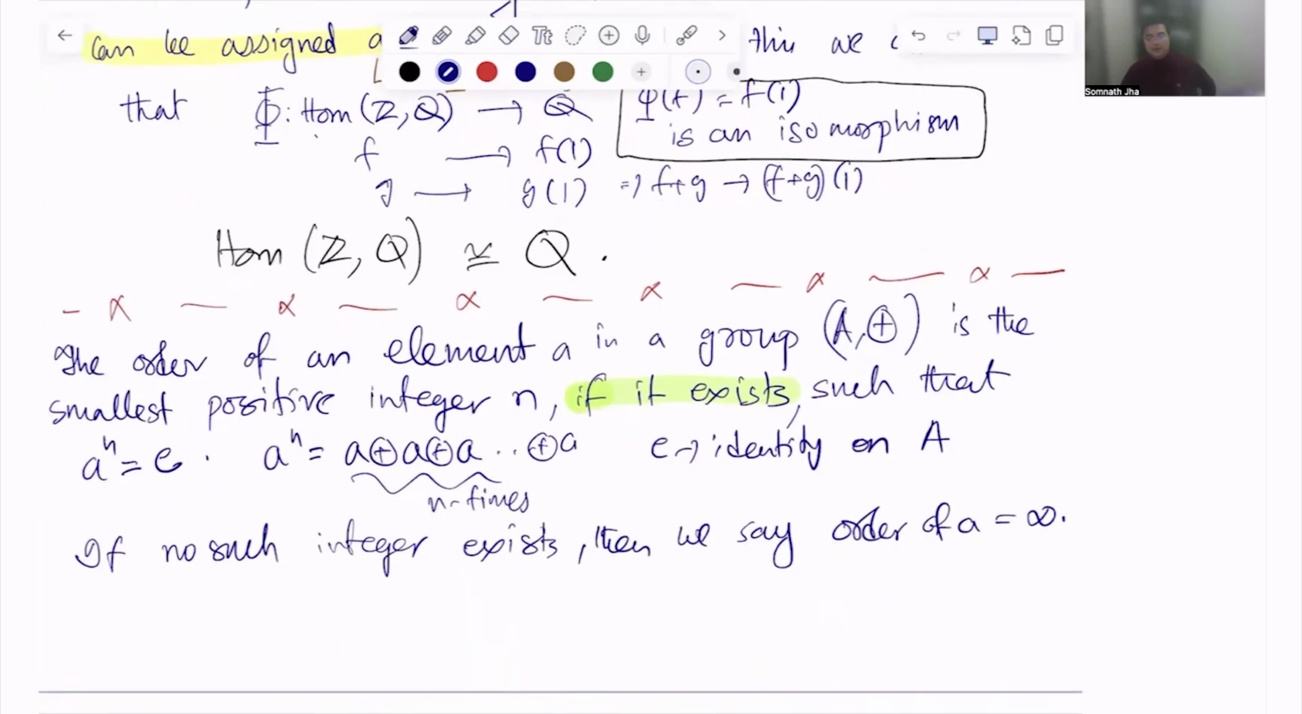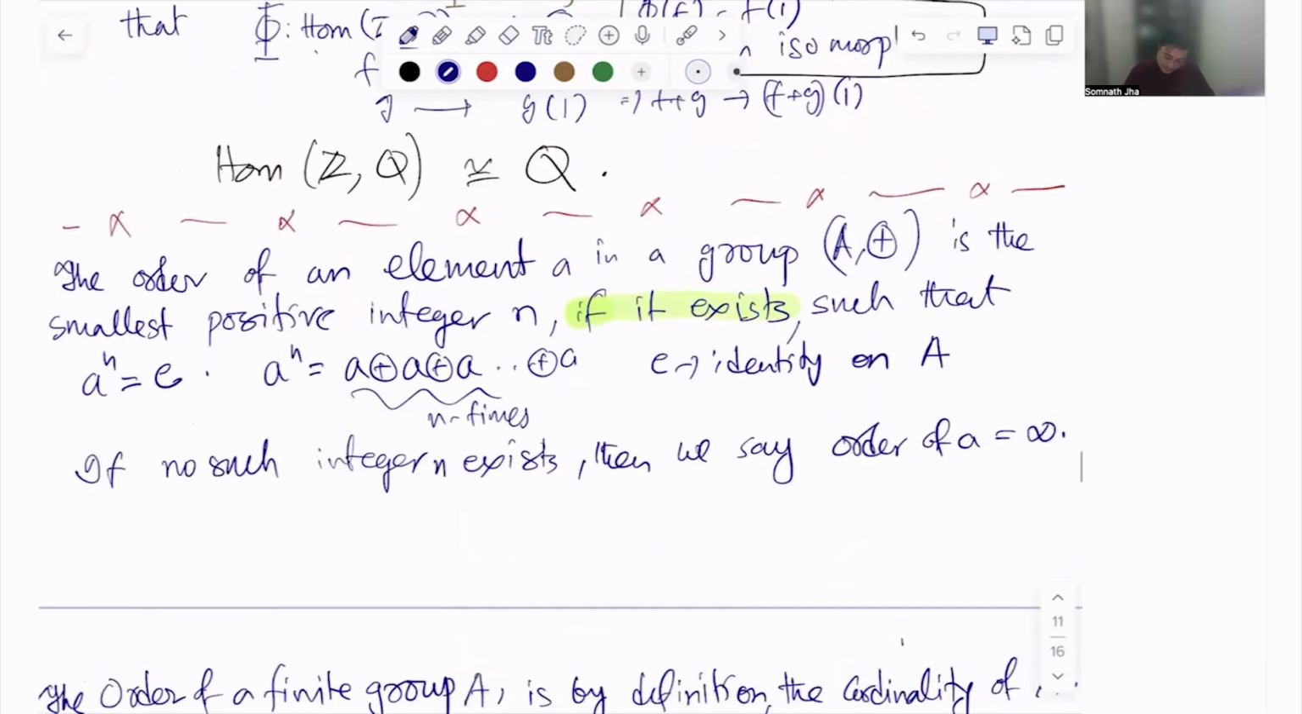So let me again recall. The order of an element in a group is the smallest positive integer n such that A to the power n, A composed with A composed with A in the group operation n times, gives you the identity element of the group. If no such integer n exists, then we say that the order of A is infinite.